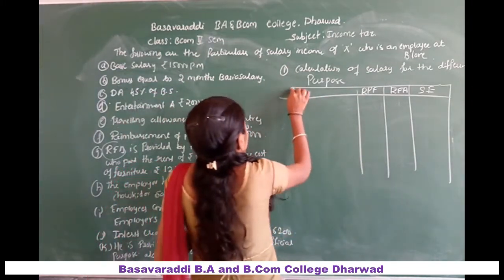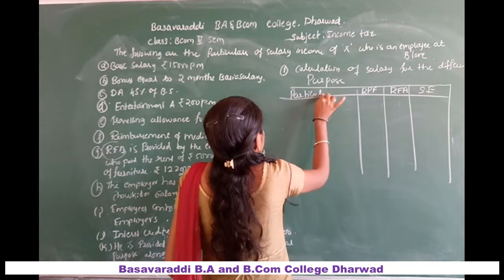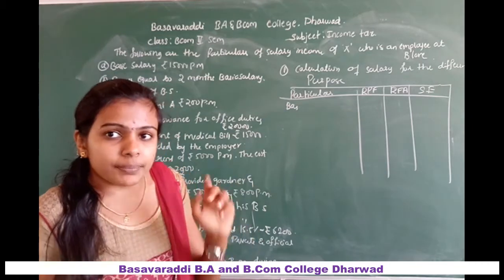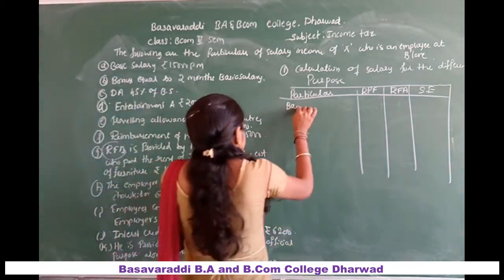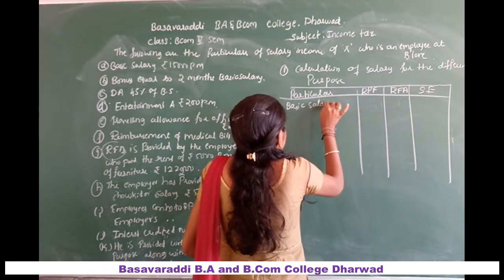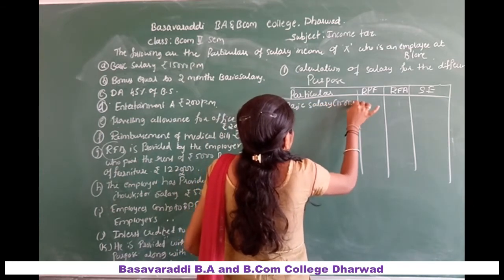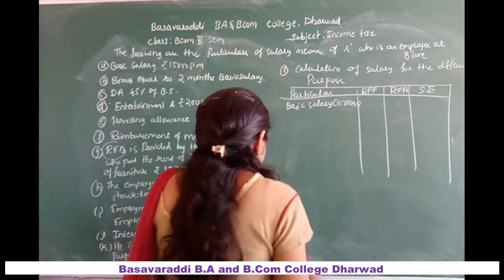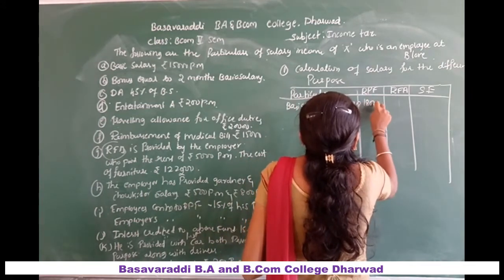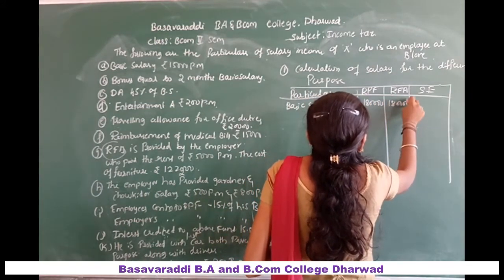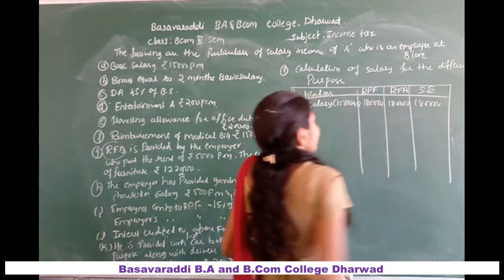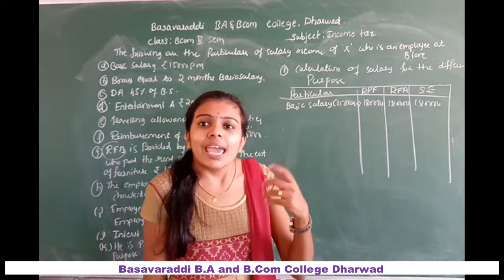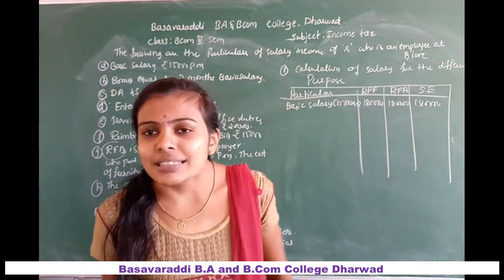Now here we have to write the particulars. First one, basic salary, how much? Rupees 15,000 per month. 15,000 into 12 is equal to how much? 1,80,000. And he is a specified employee because his monetary receipt is exceeding 50,000. He is called a specified employee.